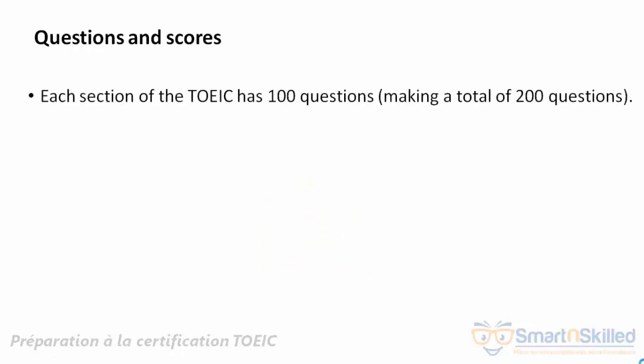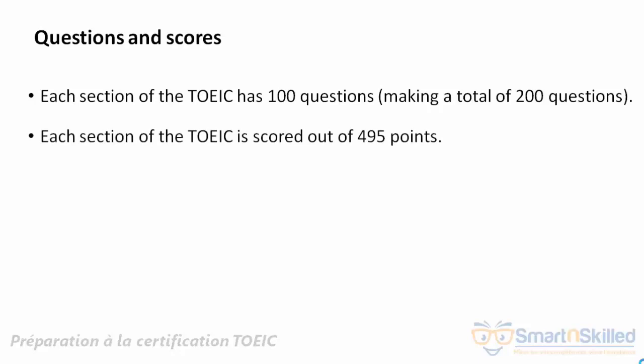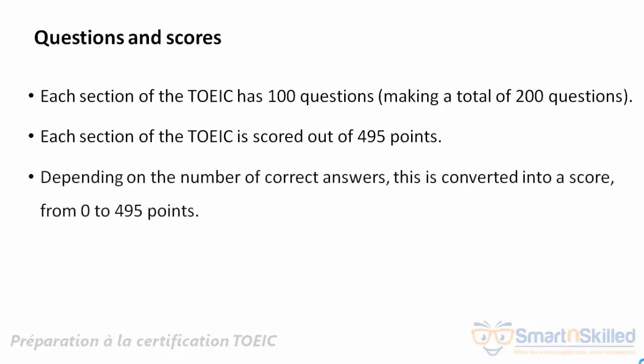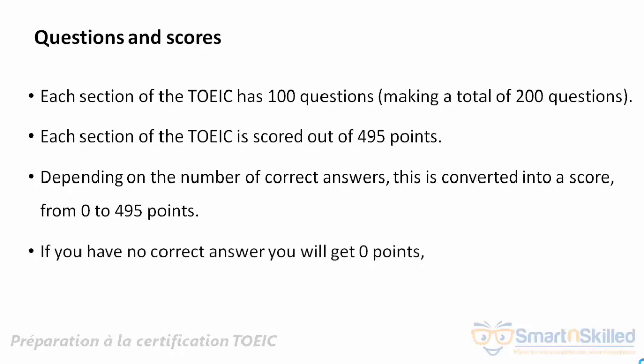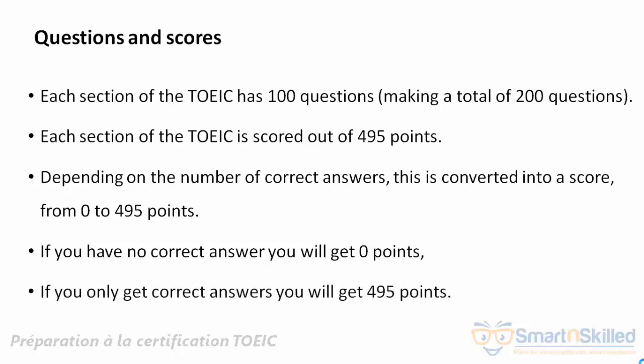Questions and scores. Each section of the TOEIC has 100 questions, making a total of 200 questions. Each section of the TOEIC is scored out of 495 points. Depending on the number of correct answers, this is converted into a score from 0 to 495 points. If you have no correct answer, you get 0 points, of course. If you get every answer correct, you get 495 points for the section.